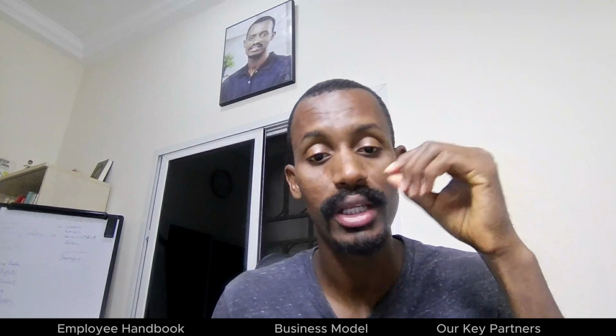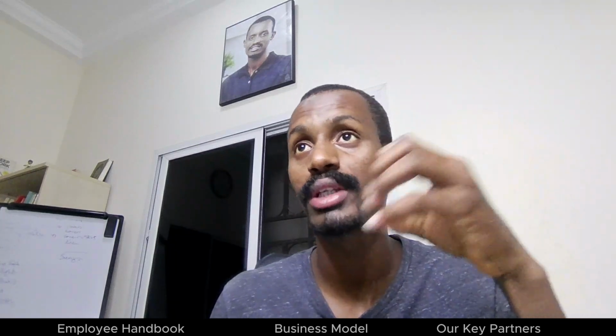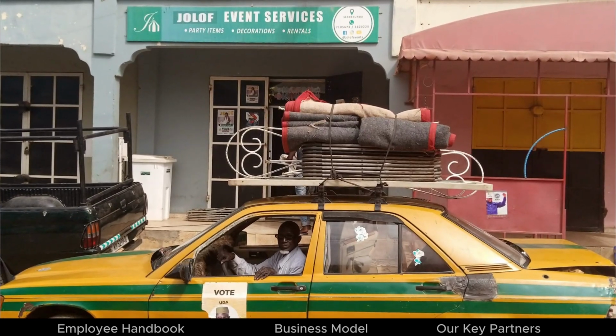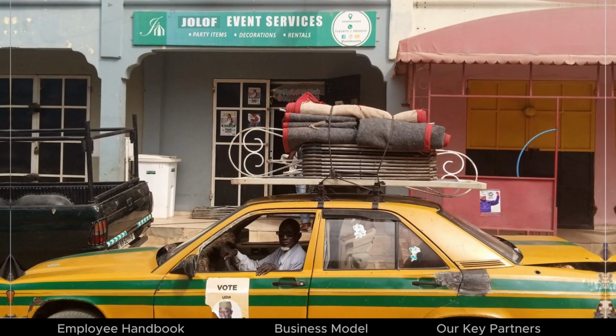Then we have transporters. Remember I also told you that we are like a logistics company. So transporters play a key role in our business. These are the taxi drivers and the delivery companies. They help us carry our items. We have our vehicles, but that will never be enough. We need third-party transporters to help us.